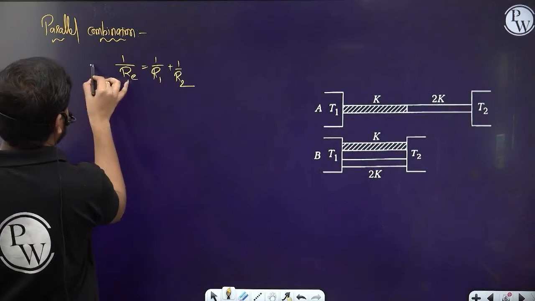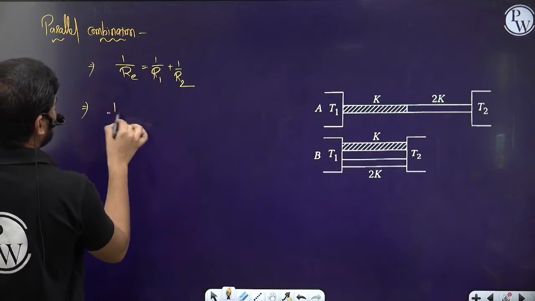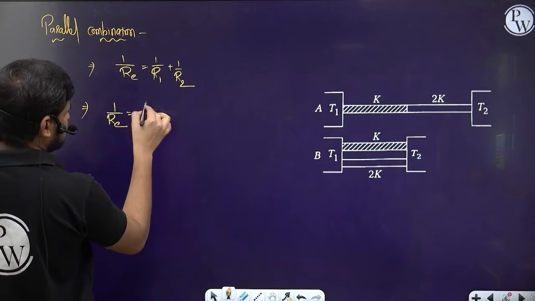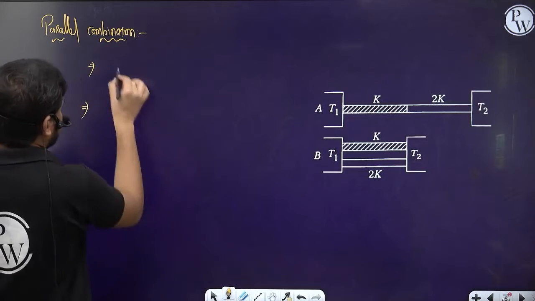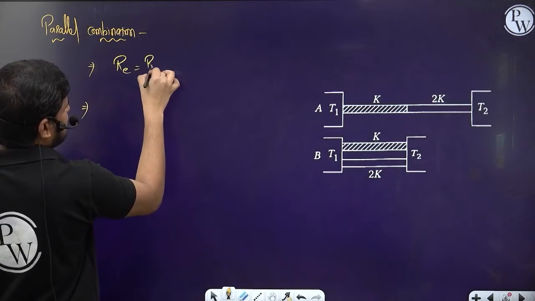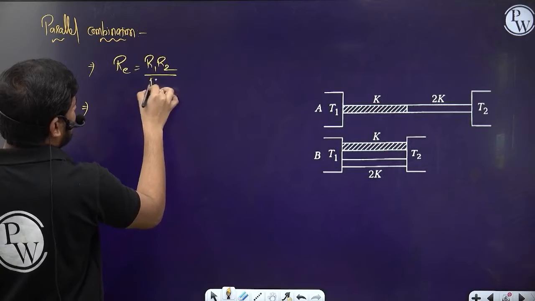So first let's find the R equivalent. The 1 by R equivalent is equals to, or else directly you can use this formula: R1 R2 by R1 plus R2. Only two conductors are there, right? R1 R2 by R1 plus R2.